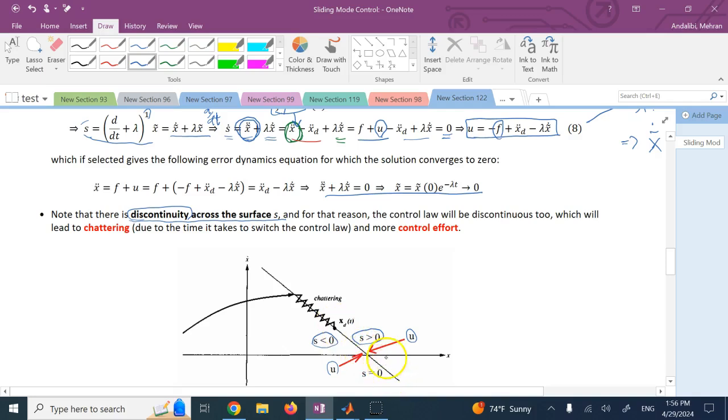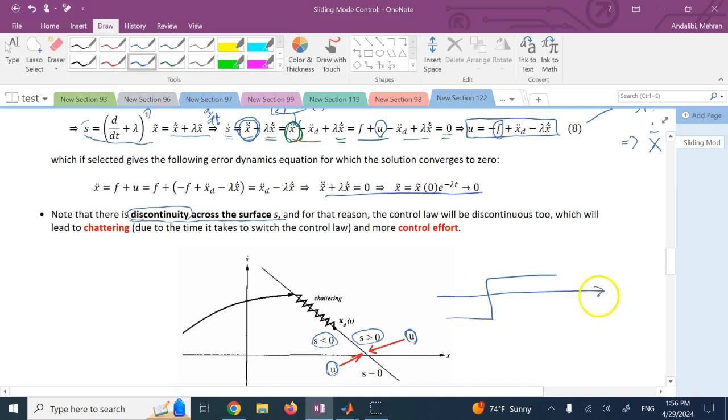So when we say there is discontinuity across s, we are not talking about s itself. The s is negative, 0, positive. So s is continuous, but the control signal u that you pick is not going to be continuous. On one side it is in one direction, on the other side it is negated. So it has this kind of jump.